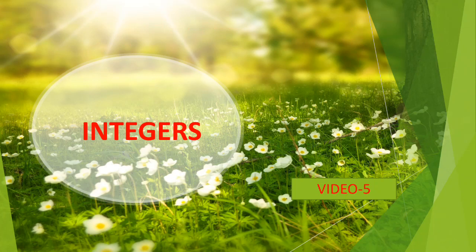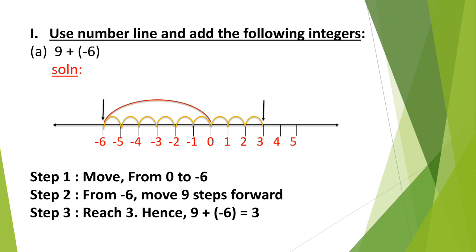Now, we are going to see how to add two integers using a number line. Last week, we discussed how to add and subtract. Here, we are going to use a number line. 9 plus minus 6. 9 is a positive integer, minus 6 is a negative integer.